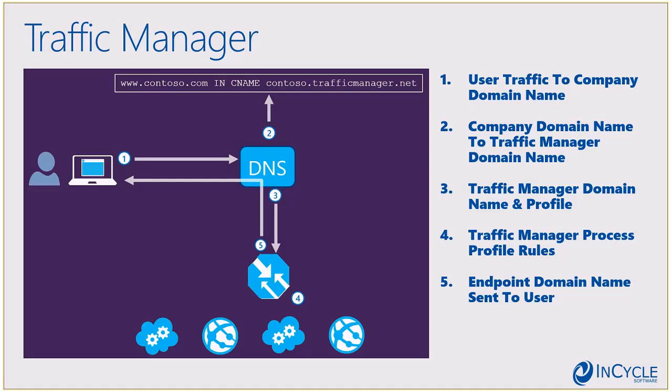Finally, the endpoint domain name is going to be sent to the user. So Traffic Manager returns a CNAME record that's going to map the Traffic Manager domain name to the domain name of the endpoint. So the user's DNS server resolves the domain name to its IP address and sends it back to the user. The user then calls the endpoint directly using its IP address. That's exactly how Traffic Manager works in a nutshell.